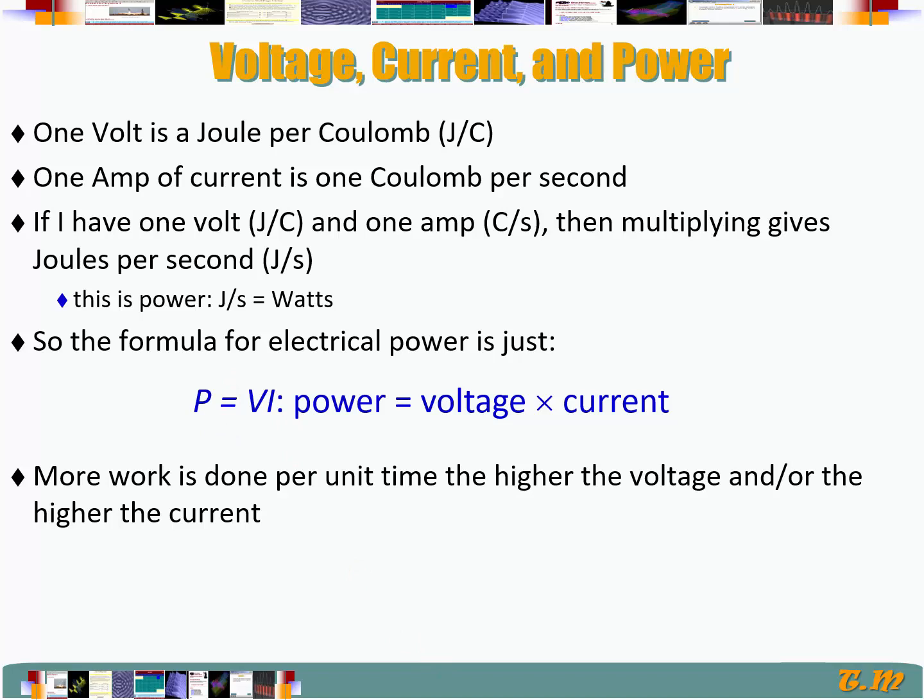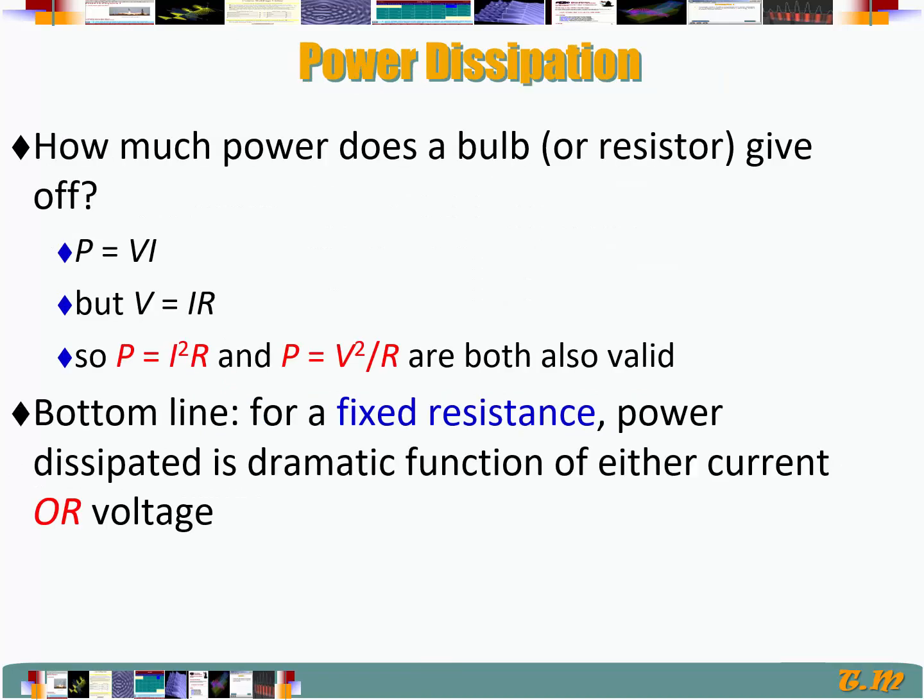Now, what about resistors? How would that translate for resistors? So we said power is V times I. Remember from Ohm's law, we also know that V is I times R. So if I replace V with IR here, I get I squared R. So the power is the resistance times the current squared.